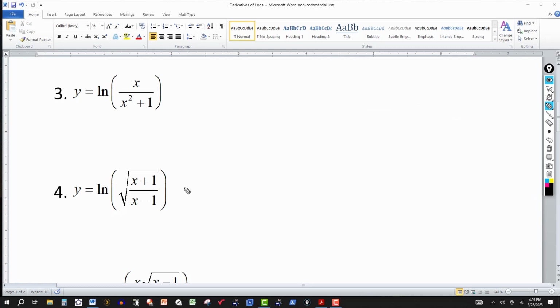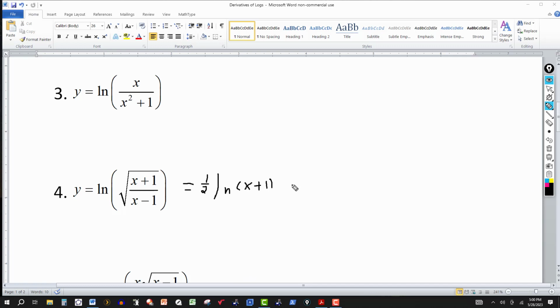Number 4, pretty much similar problem. Okay, this is equal to, no derivative yet, I'm simplifying here. So I can think of this as the square root of x plus 1 in the numerator and the square root of x minus 1 in the denominator. So again, using the same property as just went over, this can be written as natural log of the square root of x plus 1. But I'm going to bring the fractional exponent out here. This will be x plus 1.